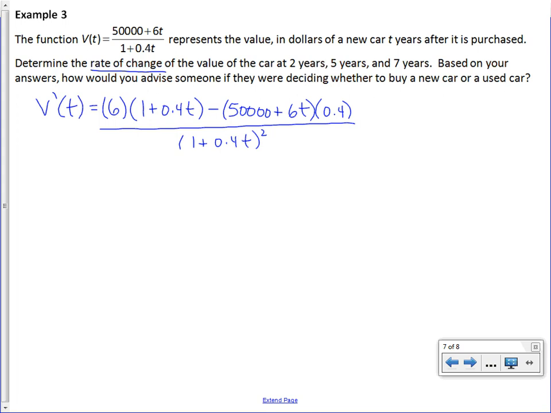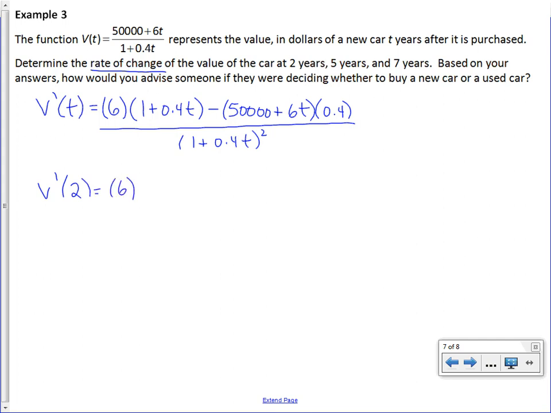It's a little annoying because the t's are in multiple spots, whereas it's up to you. What do you guys feel? Do you want to just plug 2 in and 5 in and 7 into that, or would you rather simplify? Plug in, just want to go for it? Okay. I don't care.